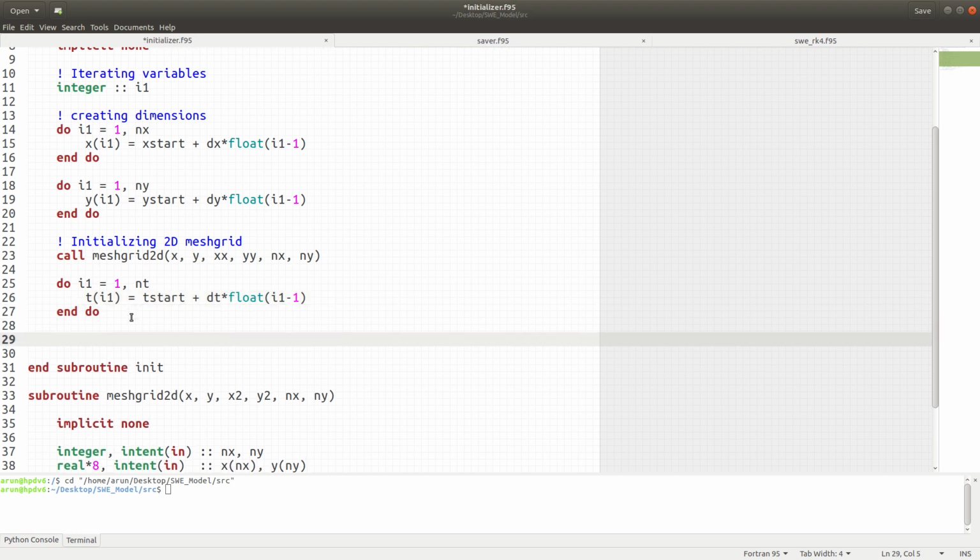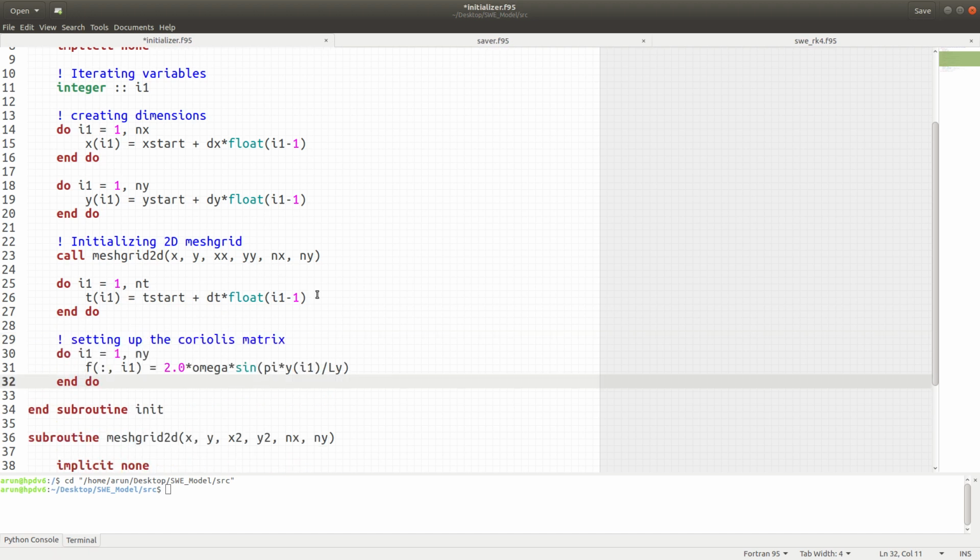Now, as far as the Coriolis matrix goes, what you can do is keep it as a constant value or something like that. Now the condition I'm going to use for my case is that I'm going to keep the Coriolis to be 0 at y equals 0, at the center, and I'm going to increase it sinusoidally as you approach the top and bottom. So I'm going to use this profile over here.